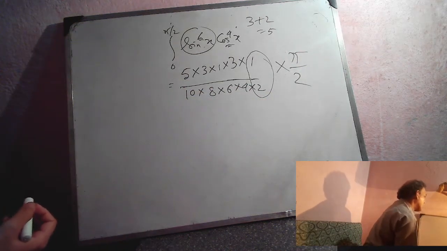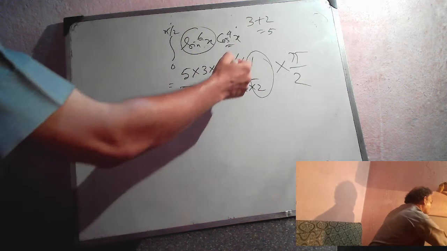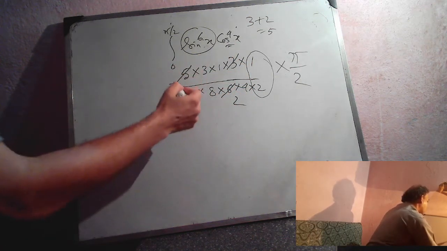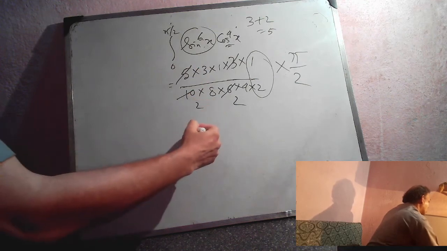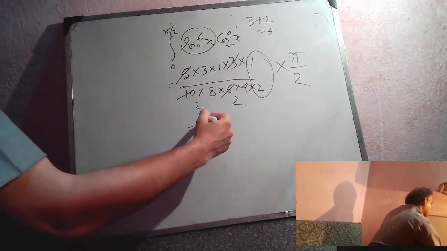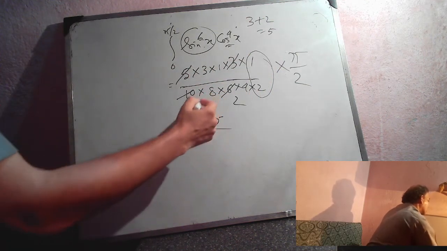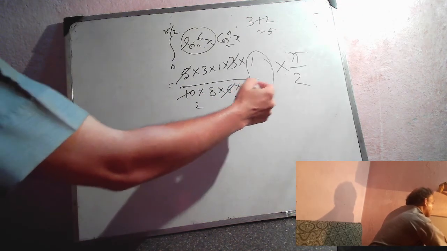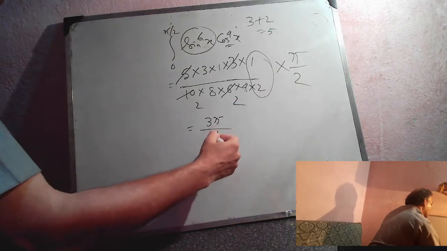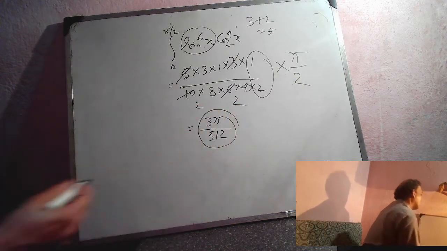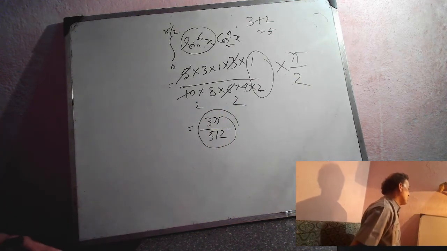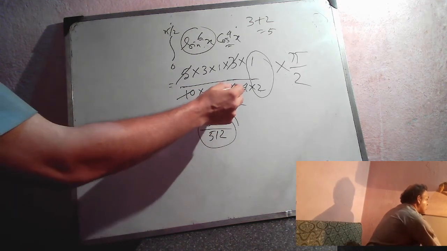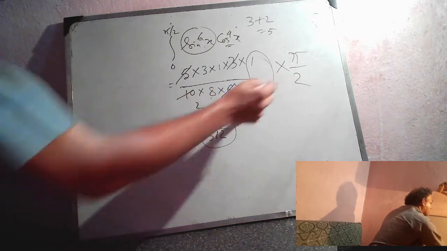Now 3, 2, 5, 10. So 3 pi upon 32, 64, 256, 512. This is the final result. Into 2, 16, 32, 128, 256, 512.